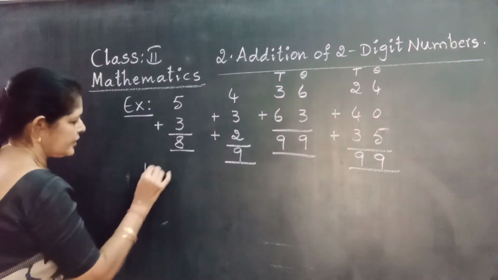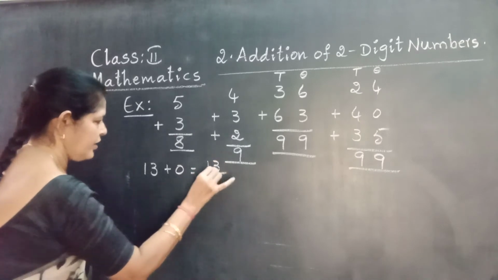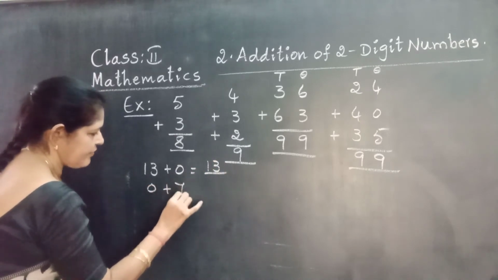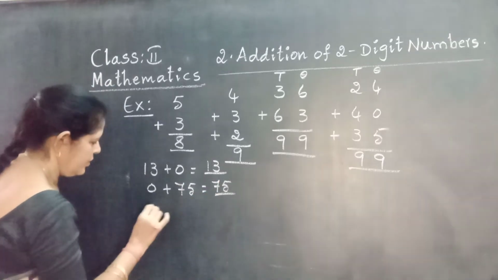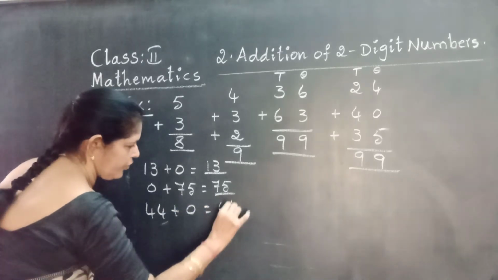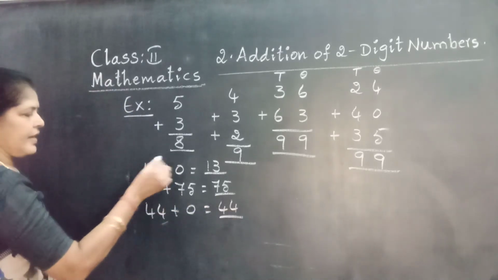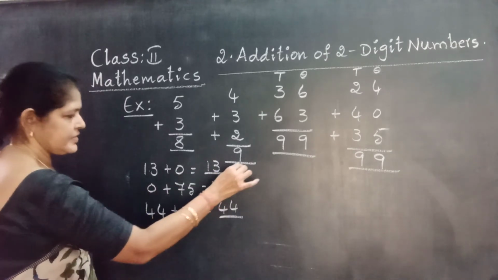Another number. 13 plus 0. Yes, very good. 0 plus 75. Very good. 44 plus 0, 44. Very good. That means number plus 0 or 0 plus number, we get the same number.